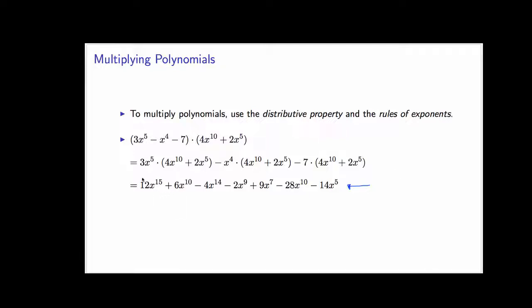So 12x to the 15 will be our leading coefficient. We next have a minus 4x to the 14. Then with our x to the 10 terms, we have a plus 6x to the 10 minus 28x to the 10. That will give us a minus 22x to the 10. And then finally, we have our minus 2x to the 9 plus 9x to the 7 minus 14x to the 5th. So to multiply polynomials, we'll use the distributive property and our rules of exponents, and then we will combine like terms and write our result in descending powers of our variable.